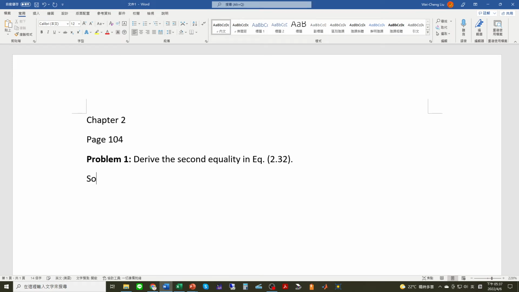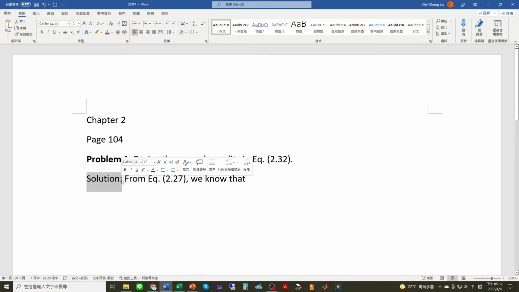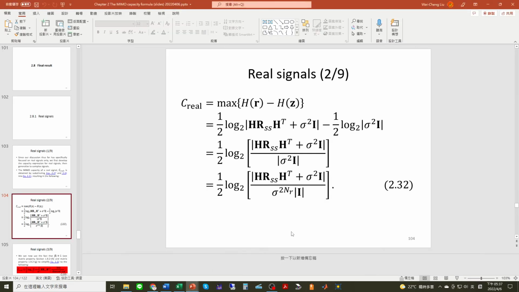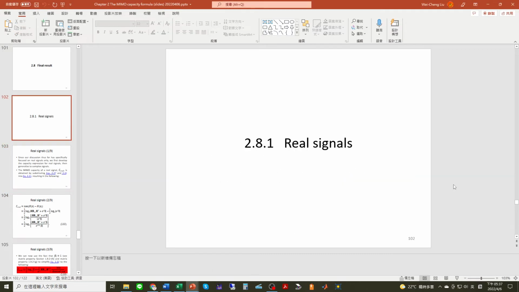Solution: from equation 2.27, we know that. Okay, let us see equation 2.27.